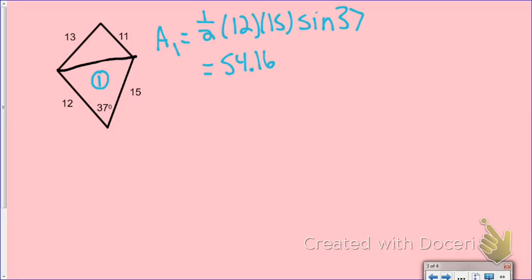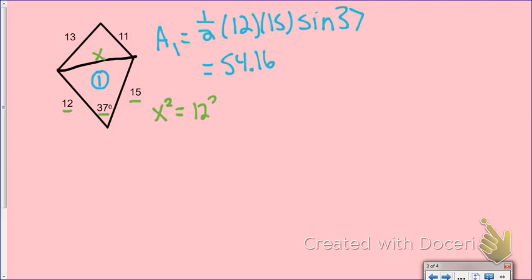Now the second one's a little bit tougher. If I look at my second triangle here, I don't have enough information. I know two sides, but what I really need is the distance on that black line that I drew. So I'm going to have to solve for that x. What I can do to solve for that x is look back at that first triangle. I'm given a side, angle, and a side. So I can set up the law of cosines to find what x is.